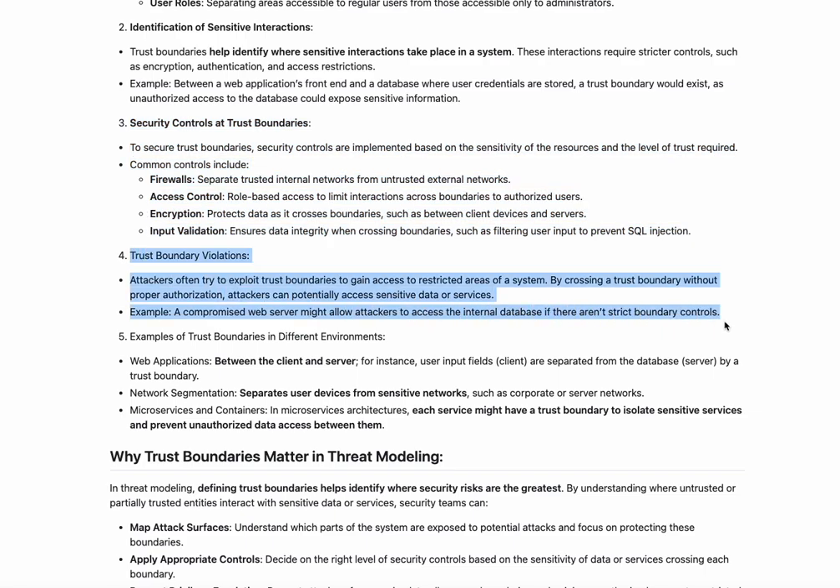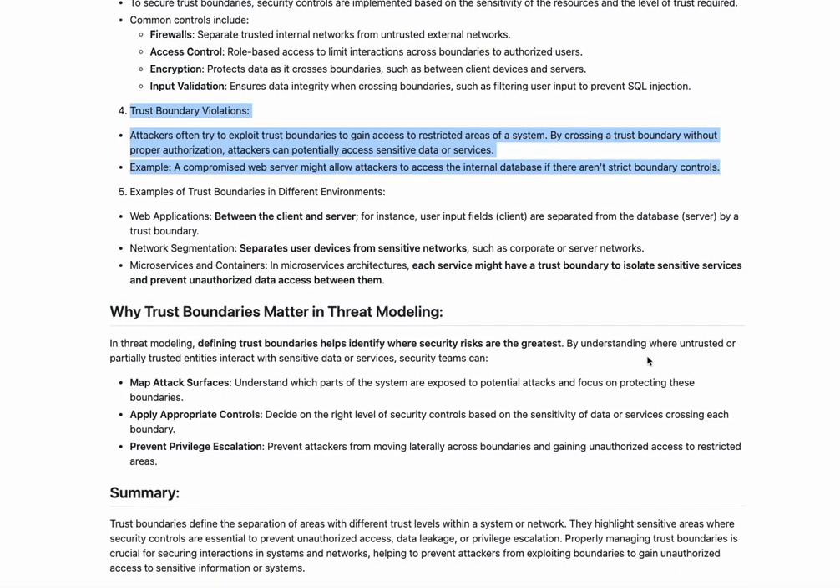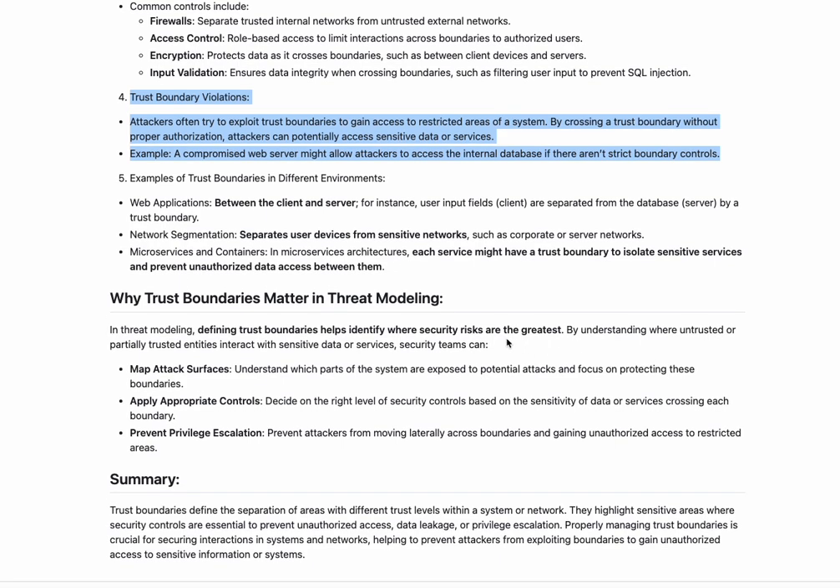Trust boundary violations. Attackers often try to exploit trust boundaries to gain access to restricted areas of a system. By crossing a trust boundary without proper authorization, attackers can potentially access sensitive data or services. Example: a compromised web server might allow attackers to access the internal database if there aren't strict boundary controls.